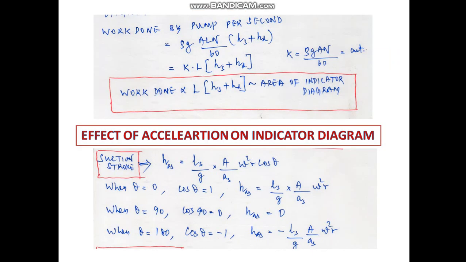Now we'll look into the effect of acceleration head on the indicator diagram. From the previous class, we derived the equation for acceleration head, and the acceleration head during the suction stroke, H_is, is Ls by g into A by As into omega square r cos theta. And at the beginning of the suction stroke, where theta equals 0, cos theta equals 1, H_is is Ls by g into A by As into omega square r. At the middle of the suction stroke, theta is 90, cos 90 is 0, so H_is is 0. And at the end of the suction stroke, theta is 180, cos 180 is minus 1, so it is minus Ls by g into A by As into omega square r.